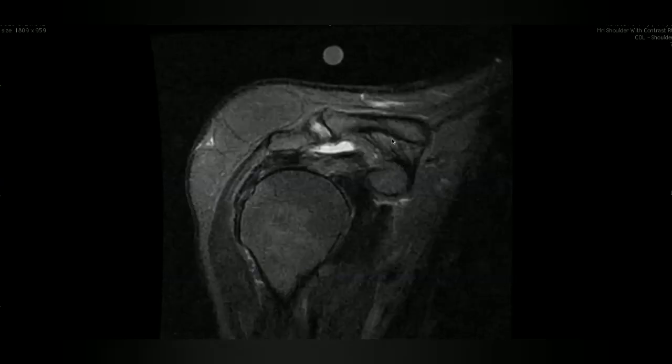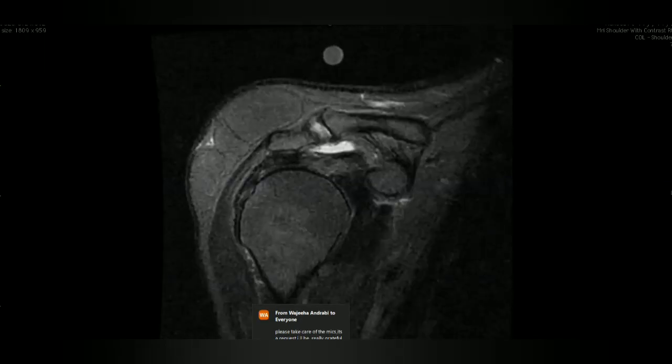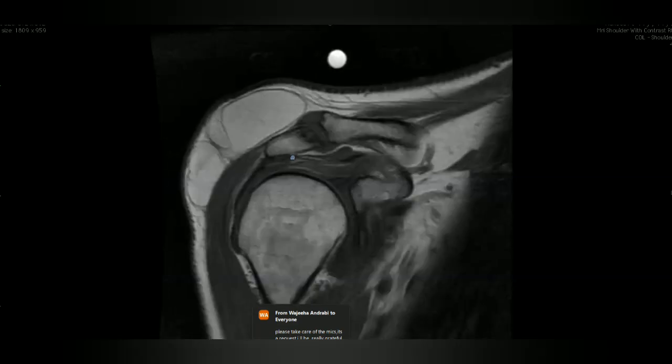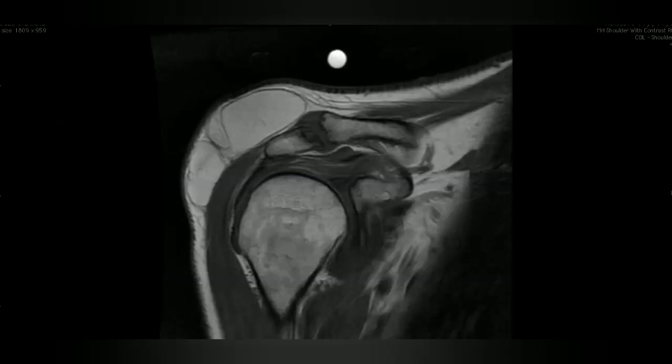This is the coracoclavicular ligament. This is the coracoacromial ligament. And this patient has got a small spur at the inferior aspect of the acromion, at the insertion of the coracoacromial ligament. She's got degenerative changes and impingement, which is causing her to have the symptoms of pain.